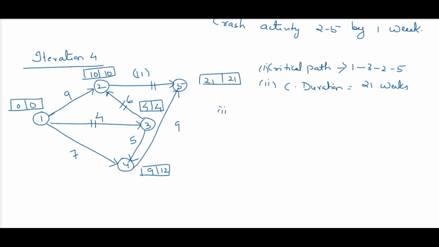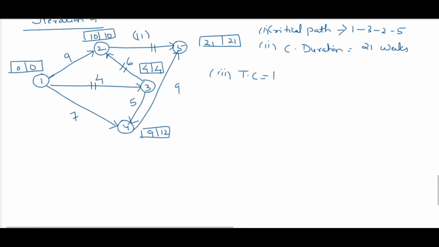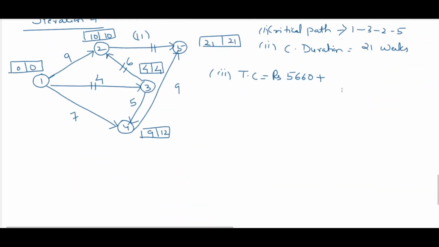Now let's calculate the total cost in this step. The cost should not increase, cost should be reduced, as well as the duration should be reduced. That means crashing is right. Now total cost, previous cost is 5660 rupees in this step. 5660 plus increase in direct cost. For activity 2 5 we have crashed, it is 65 into 165 plus 65 minus 250. So it is equal to rupees 5475. So you can see that cost has also reduced and time has also reduced. So iteration 4 is okay.